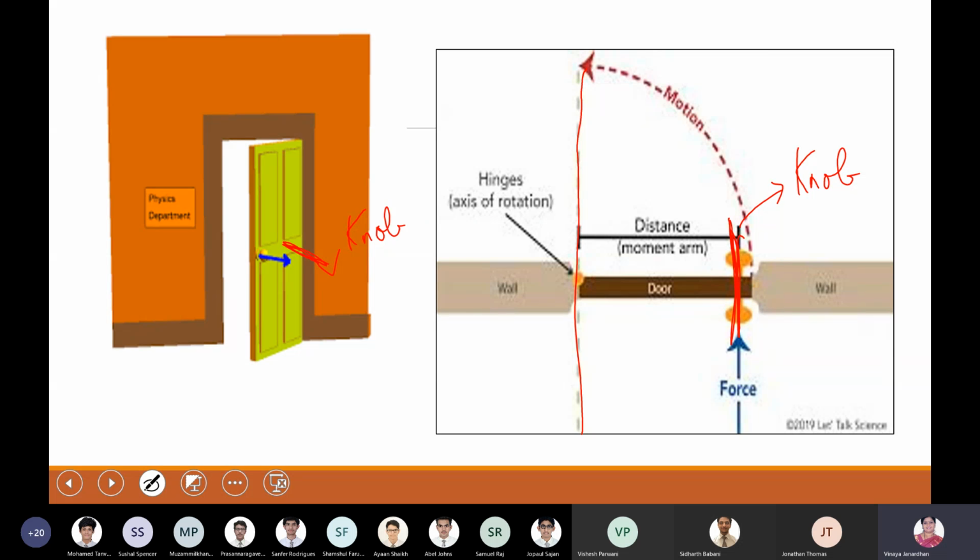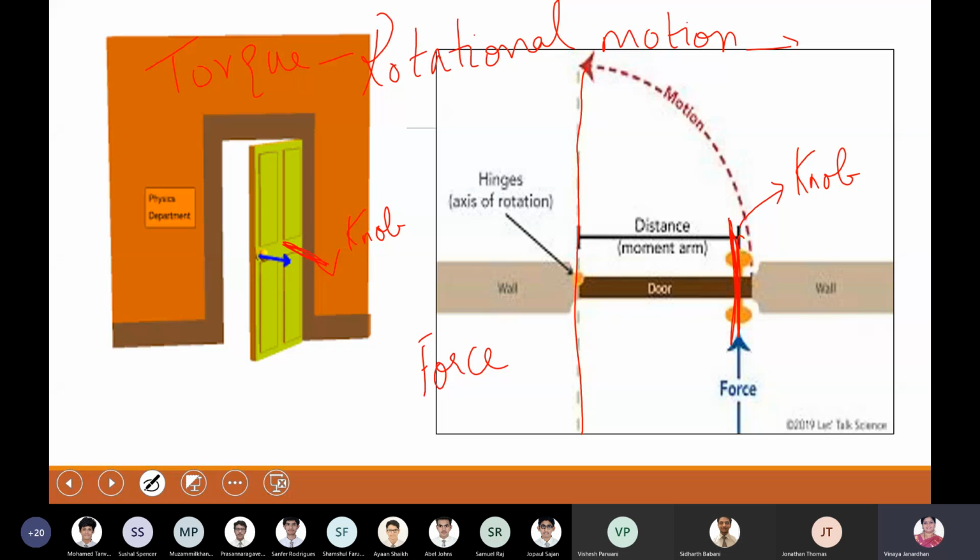So the rotational motion, please understand, what causes the rotational motion? Torque. Torque causes the rotational motion of a body. Now, the rotational motion of the door depends upon the force which you are going to apply, and it also depends on the perpendicular distance between the point of application and the axis.